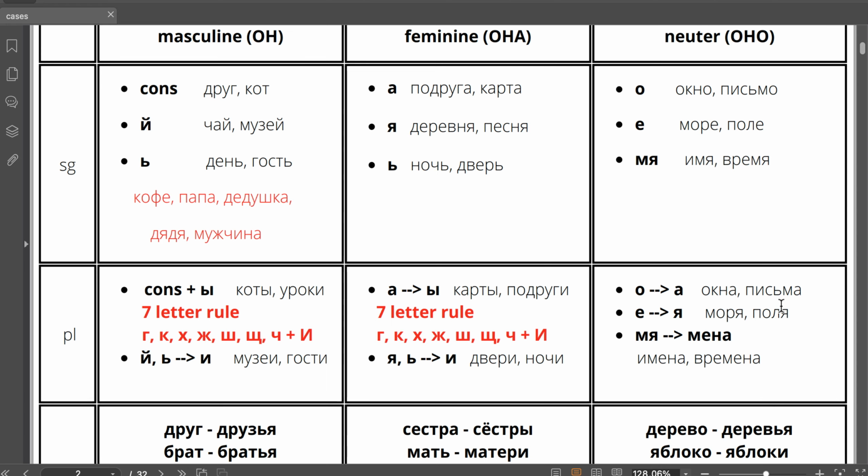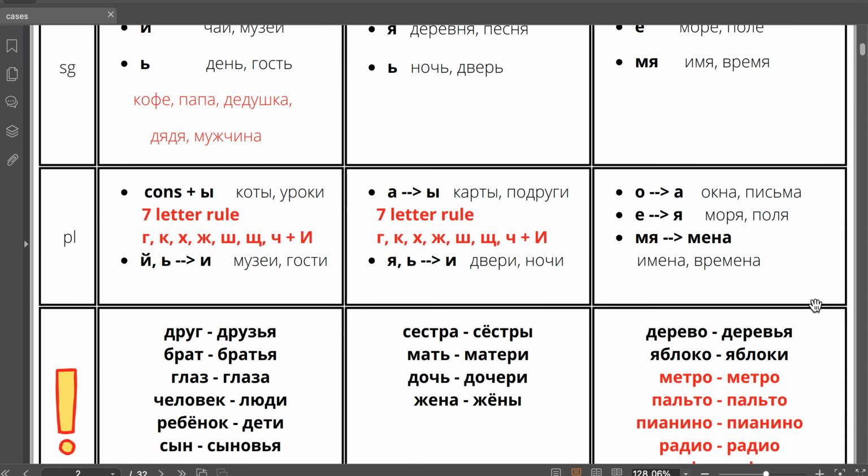So you really need to exaggerate the stress position sometimes. It really, really helps. And you'll see how it works. So you're kind of rapping, you know, you say сестра, сестры, сестра, сестры. And when you repeat it 5 times, 10 times, your tongue, your brain, everything will get used to it. So окна, письма. Окна, письма.